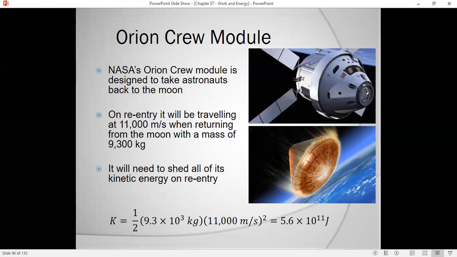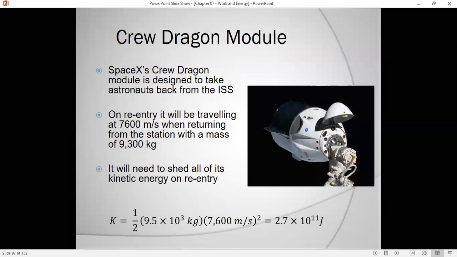Now, the Orion crew module isn't quite as massive as a shuttle. It's only 9,300 kilograms. So when it re-enters, it needs to get rid of about 1/10 of the amount of energy. That's the kinetic energy right there. So here's the SpaceX Crew Dragon. It's even less massive, and it's traveling a little bit slower. So again, much less energy to get rid of.